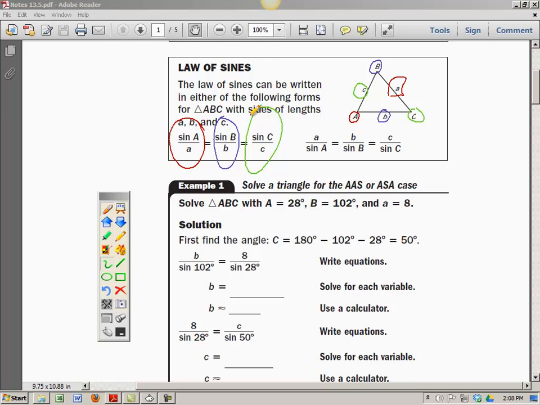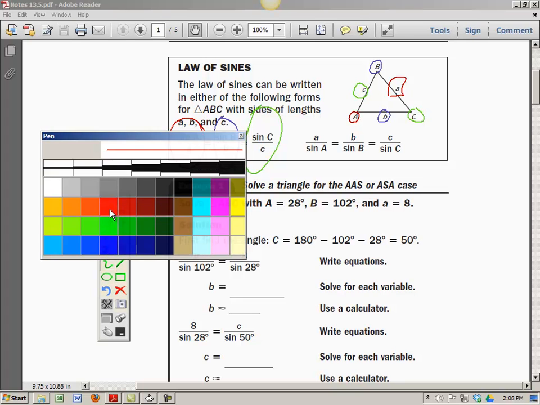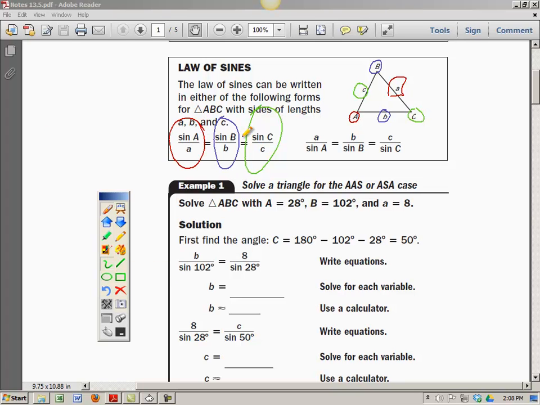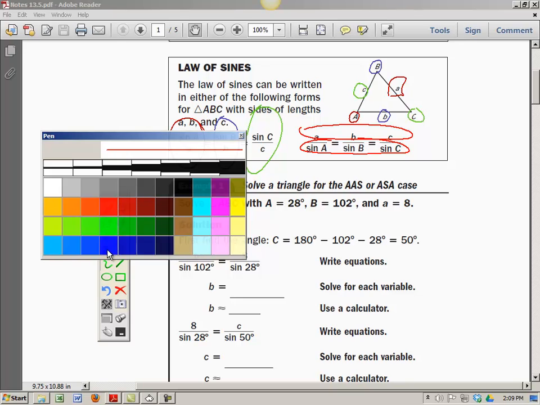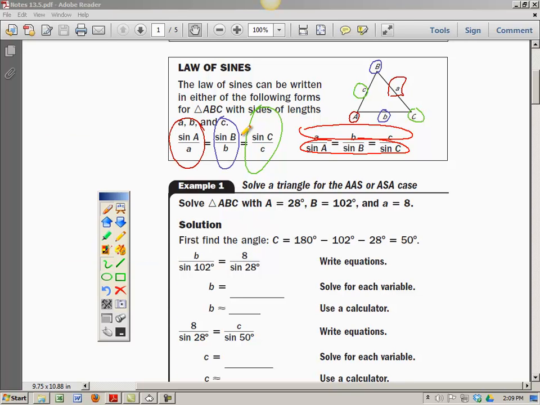They also tell you that you can do it the other way, upside down too, so you can put all the side lengths on top and all the sines on the bottom, and it doesn't matter. It's totally up to you whether you want to put the side lengths on top or the angles on top, as long as you're putting the sine of A over the side A, or vice versa. Again, A has to go with A.